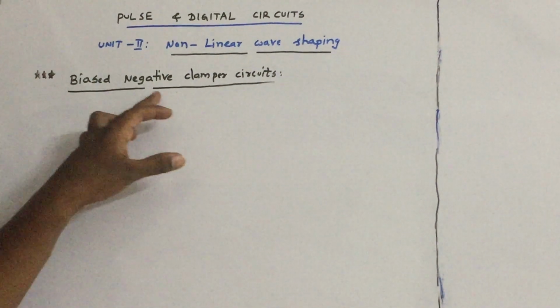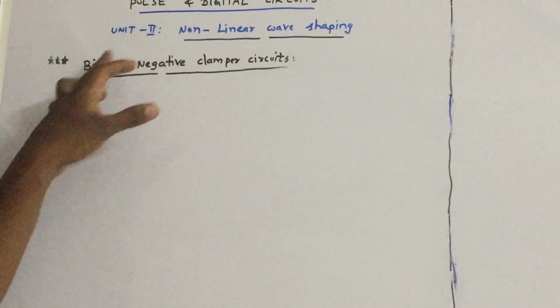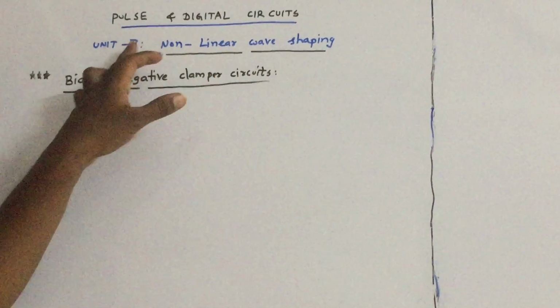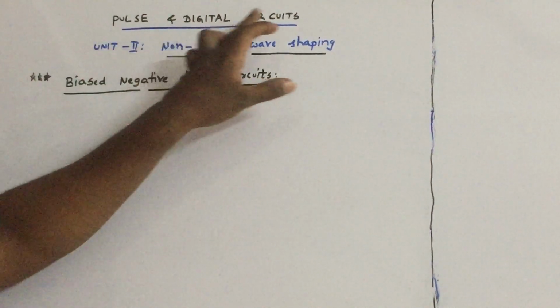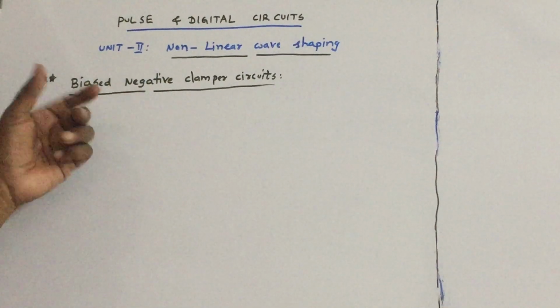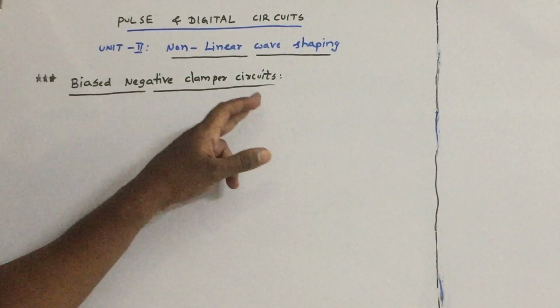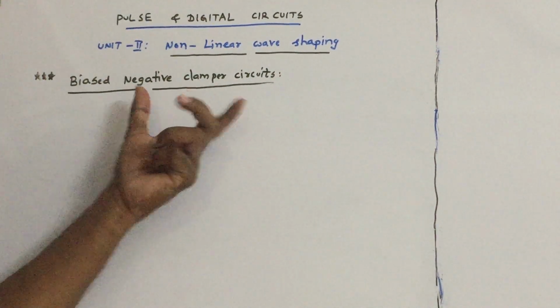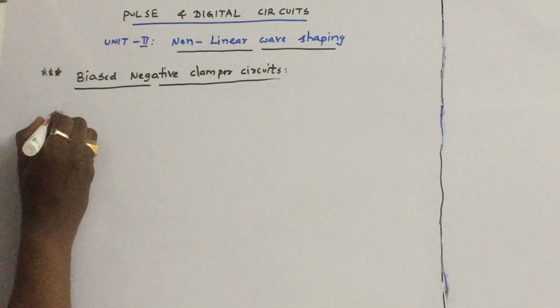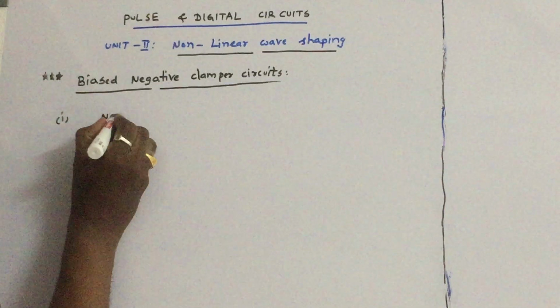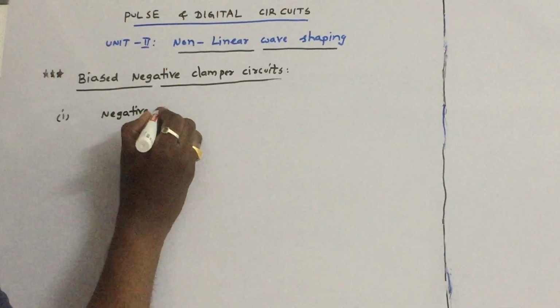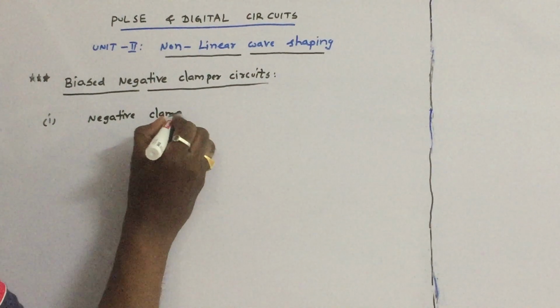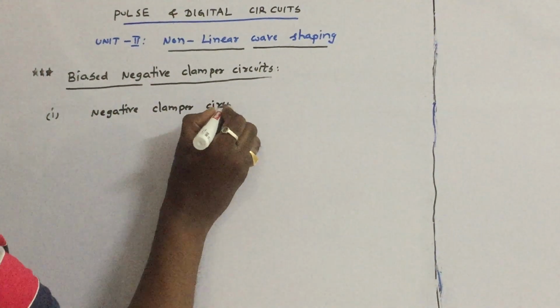Hi, let us discuss another very important article, biased negative clamper circuits, from the unit on non-linear wave shaping of the pulse and digital circuits subject. Before going to discuss biased negative clampers, let us revise negative clamper circuits, which we have discussed earlier.